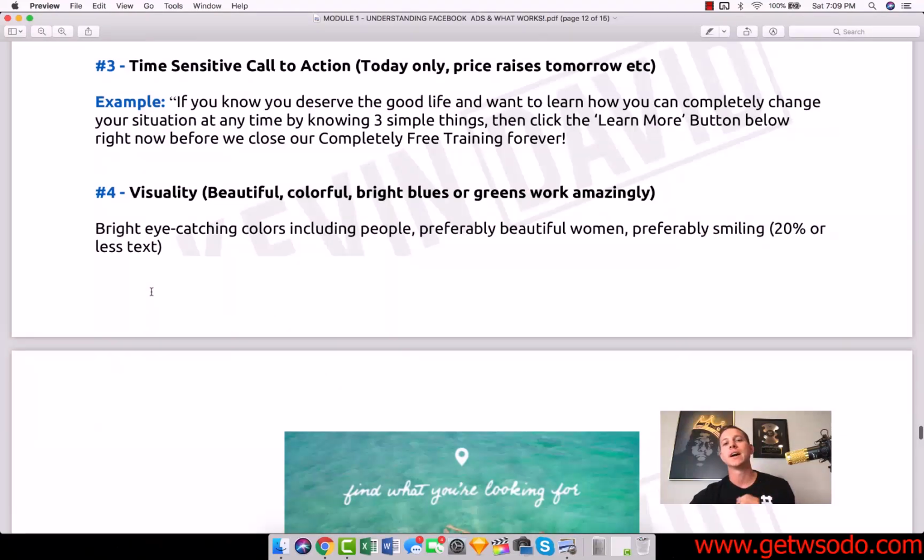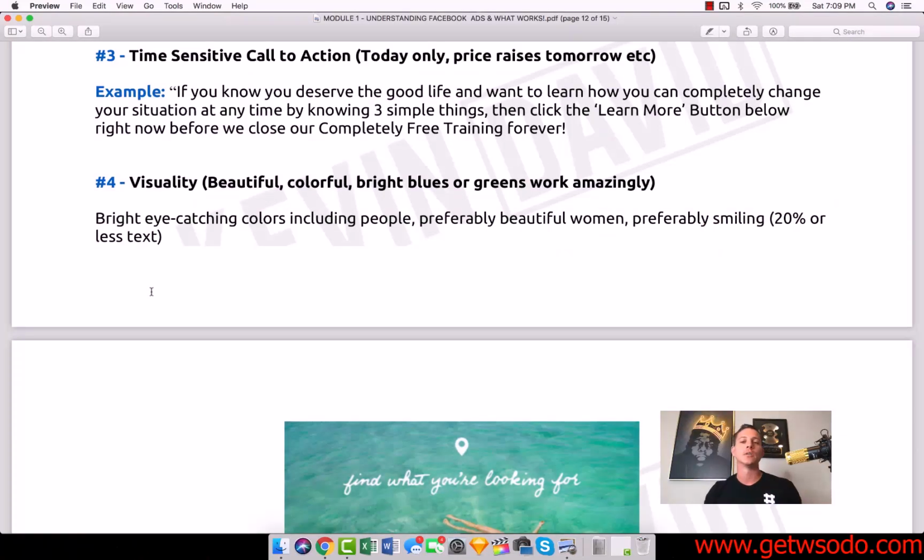A time-sensitive call to action, right? Today only, price raises tomorrow. These are things that are kind of cliche, like scarcity, that not everybody wants to interact with or use in their marketing campaigns. But these things have become stereotypes for a reason, guys. It's because they just work, right?